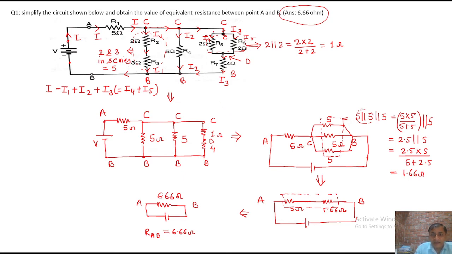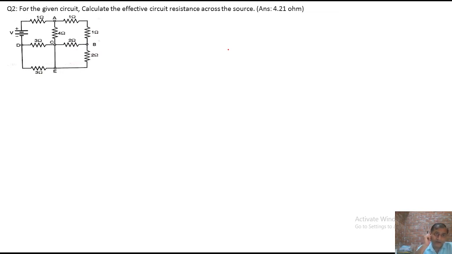In this method, first we check how many resistors are connected in series and how many resistors are connected in parallel. Okay, now move to the next question. For the given circuit, calculate the effective circuit resistance across the source. Across the source means this is the source. First check how many resistors are in series and how many are in parallel.